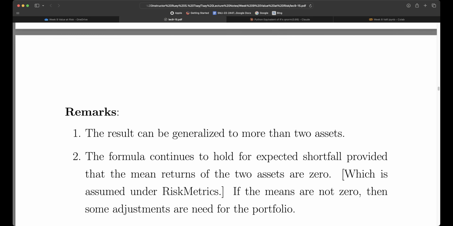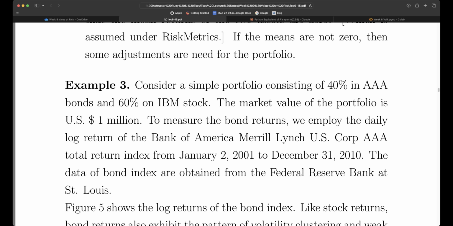Example 3. Consider a simple portfolio consisting of 40% in AAA bond and 60% of IBM stock. The market value of the portfolio is $1 million. To measure the bond returns, we include the daily log return of the Bank of America Merrill Lynch US Corporate AAA Total Return Index. During this period, the data of bonds are obtained from the Federal Reserve Bank at St. Louis. Figure 5 shows the log return of the bond index. Like stock return, bond return also shows a pattern of volatility clustering and weak stationarity.